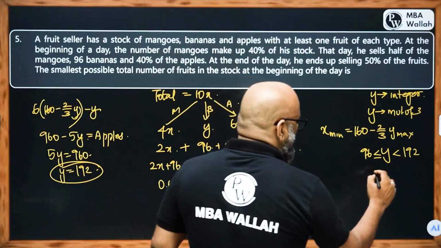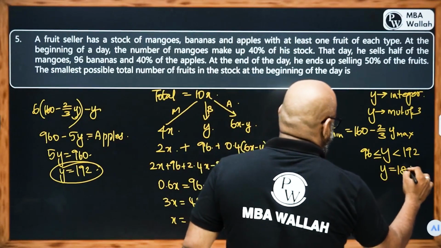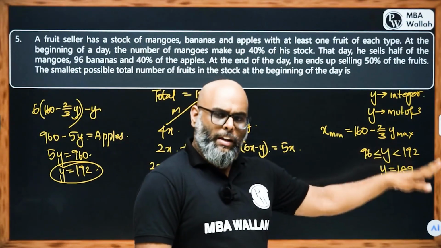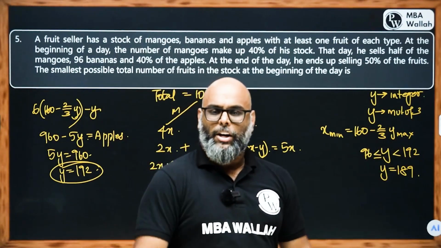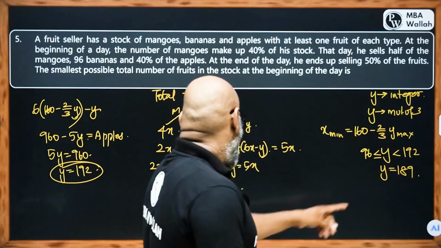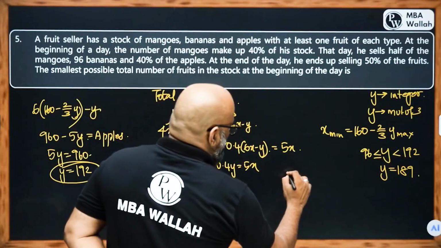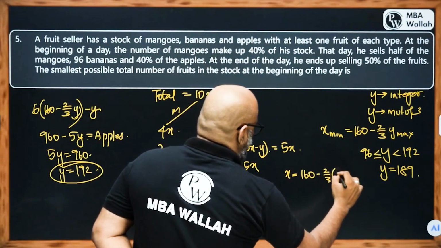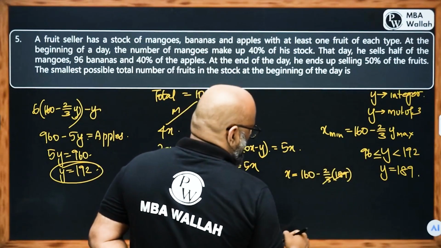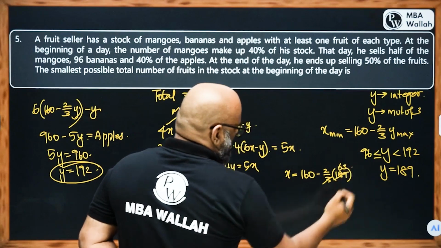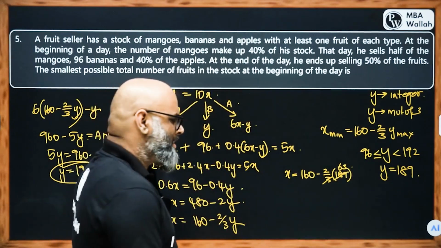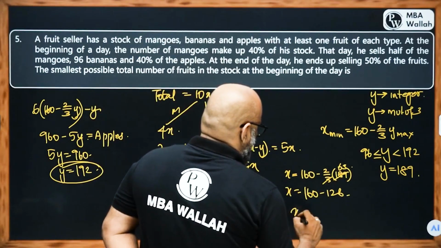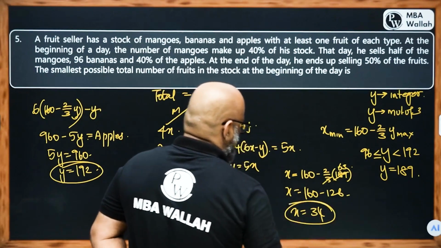So the immediate value of y that I can look for is 189, which is a multiple of 3, which is an integer, less than 192, satisfies every condition that we need. So plug in this equation now. So x min is equal to 160 minus 2 by 3 into 189. Cancel it out. This is 63 times, 63 into 2 is 126. X is equal to 160 minus 126. X is equal to 34.